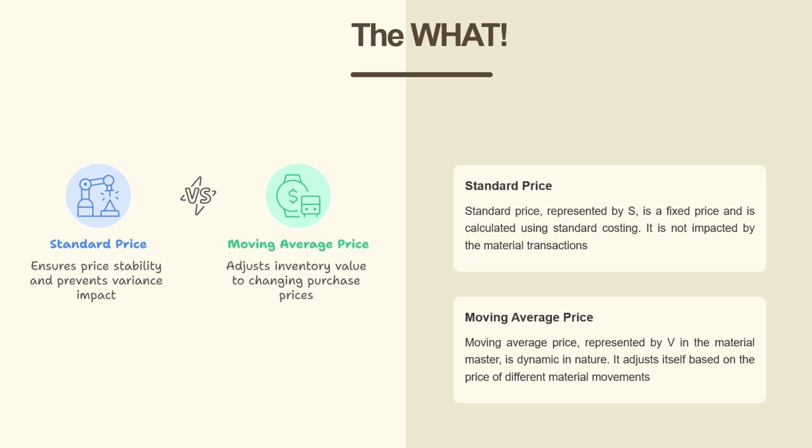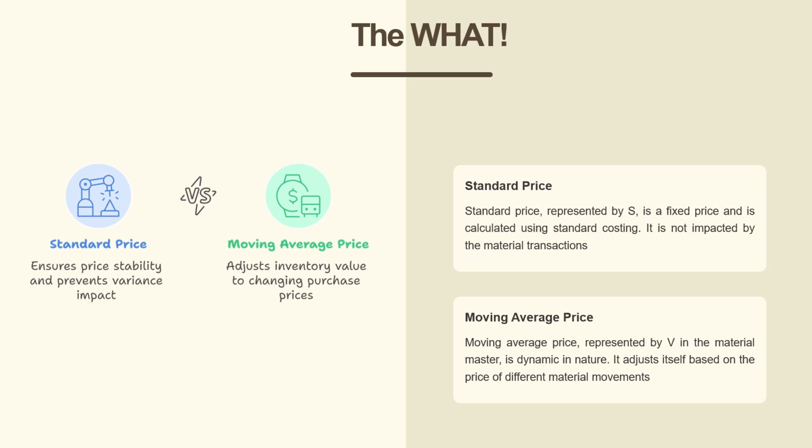Whereas the moving average price, which is represented by V, is dynamic in nature, which means it keeps on changing whenever there is a transaction posted on that material. For example, if you are purchasing a material at a price which is different than the moving average price of that material, then that difference here is posted onto the inventory. That means the price of the material is updated according to the price difference, and also the overall inventory value is affected by that.